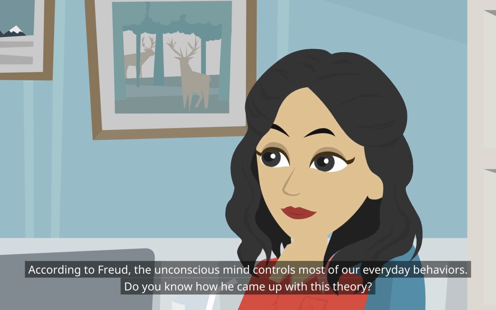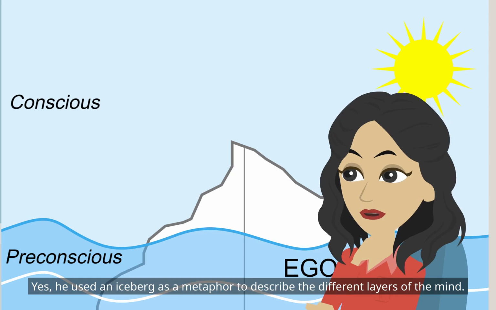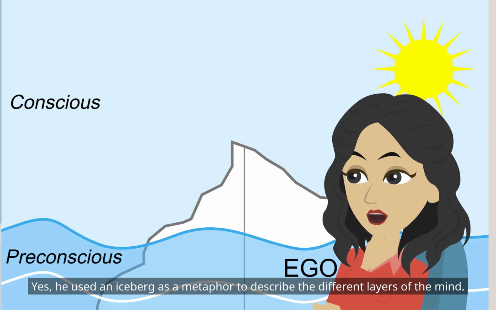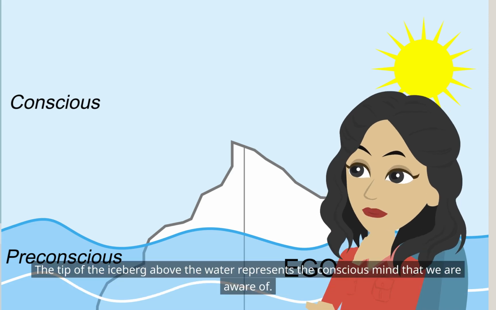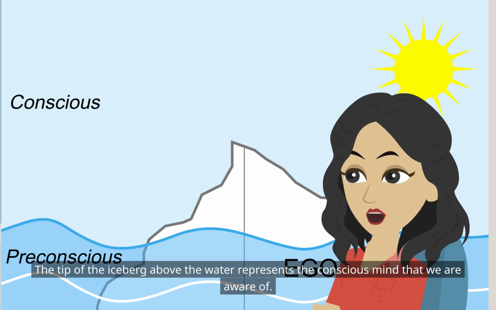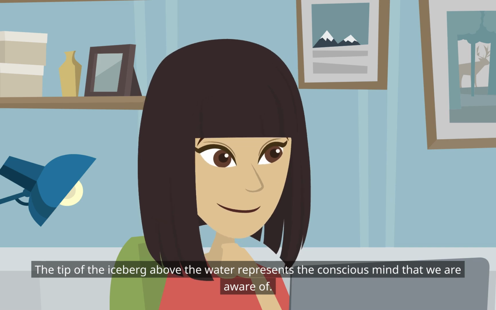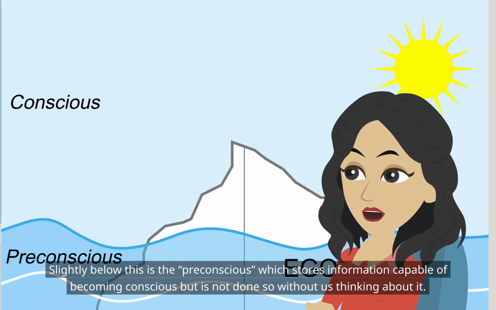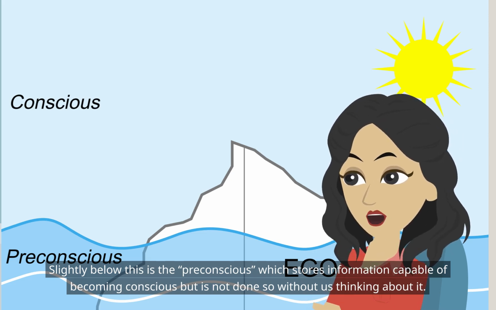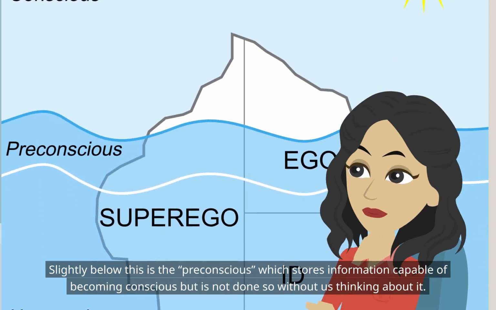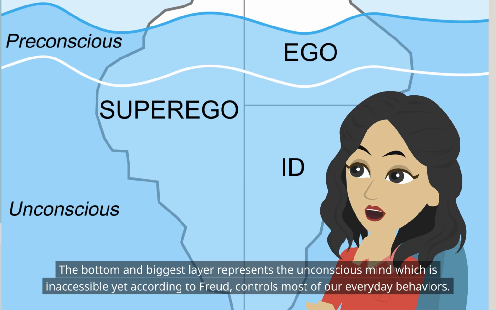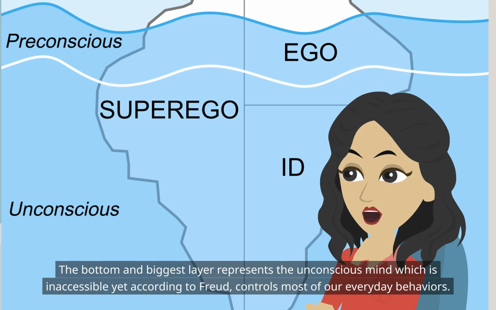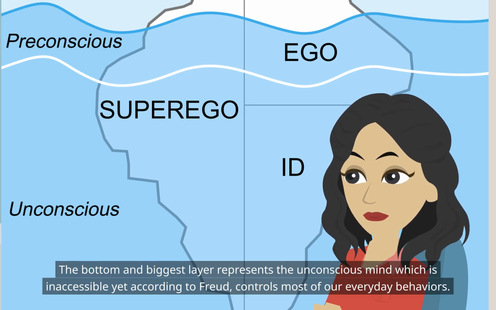Do you know how he came up with this theory? Yes, he used an iceberg as a metaphor to describe the different layers of the mind. The tip of the iceberg above the water represents the conscious mind that we are aware of. Slightly below this is the preconscious, which stores information capable of becoming conscious but is not done so without us thinking about it. The bottom and biggest layer represents the unconscious mind, which is inaccessible yet, according to Freud, controls most of our everyday behaviors.